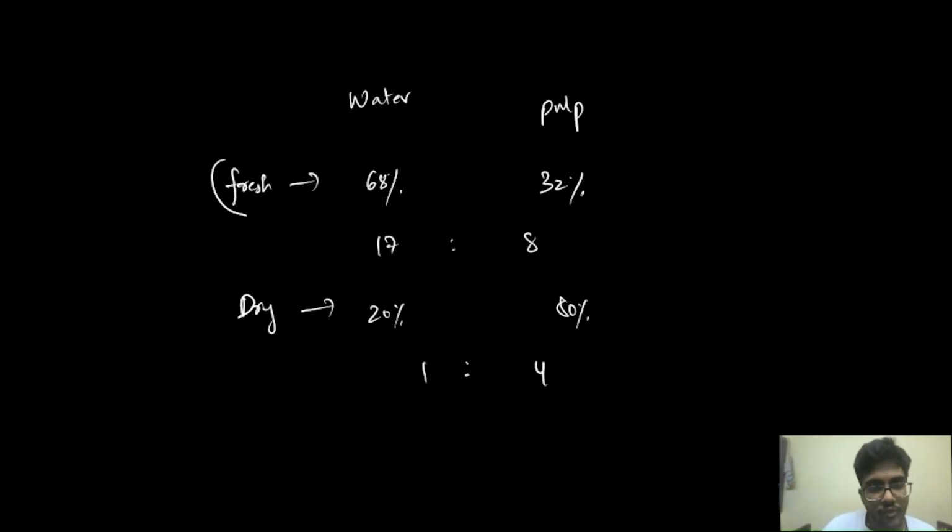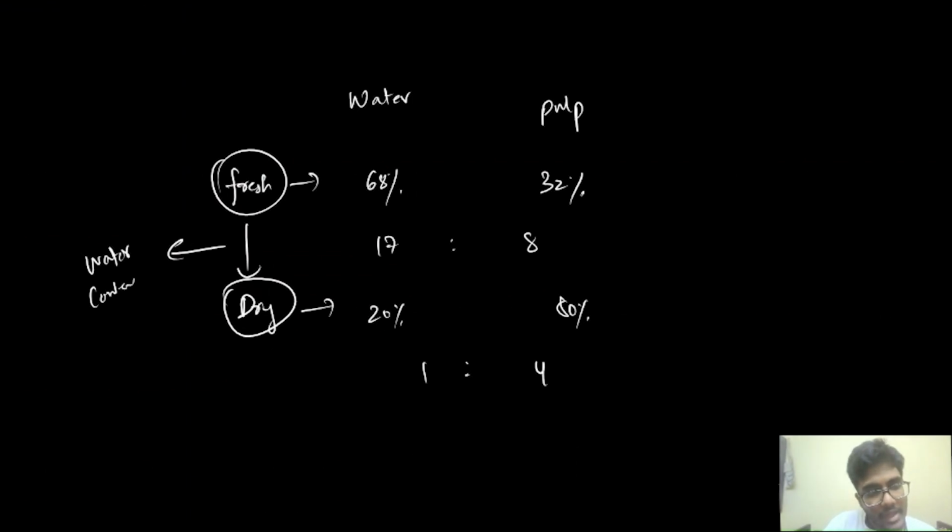When this particular fresh to dry transition happens, when a fresh fruit is converting into a dry fruit, what is actually happening? The water content is decreasing. That is what happens when a fresh fruit is converted to a dry fruit. The water content originally in the fresh fruit is decreased so that it comes to a certain amount. In the dry fruit 20% water is there, in the fresh fruit 68% water is there, so the water content is decreasing, but the pulp content remains the same. That is the funda here. So whatever remains the same, we'll use that as the pivot.